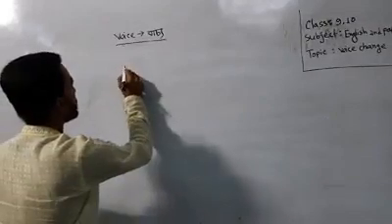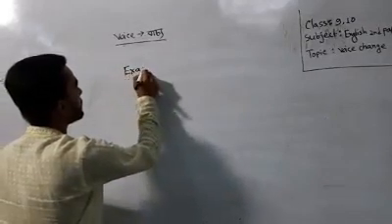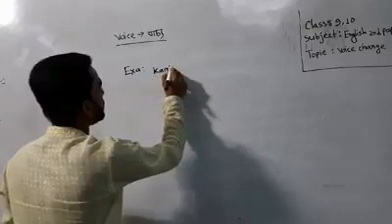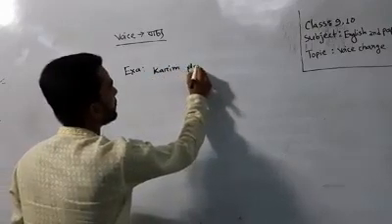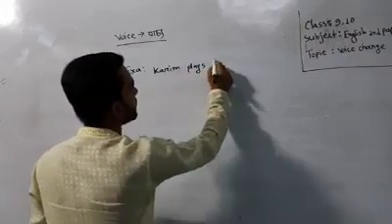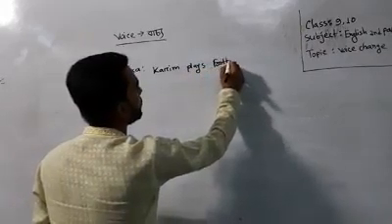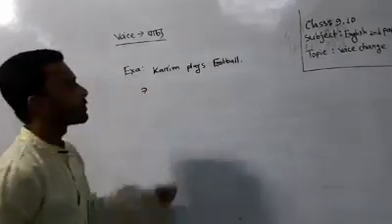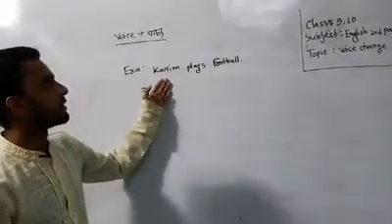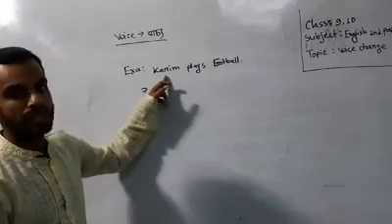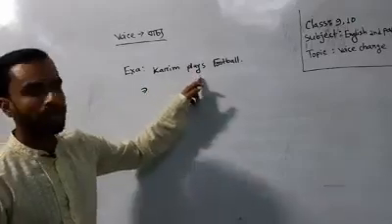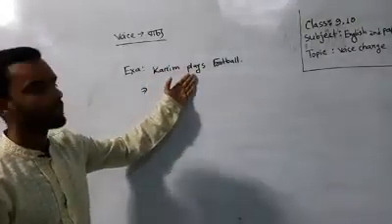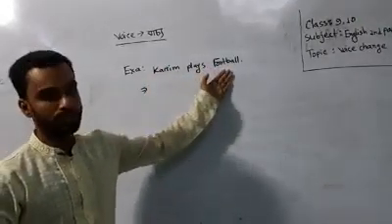Example number 1. Karim plays football. Dear students, look at this sentence very carefully. Here I write down a sentence which is Karim plays football. Here Karim is subject, plays is a verb and football is object.